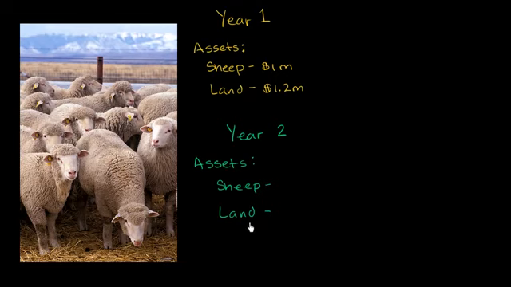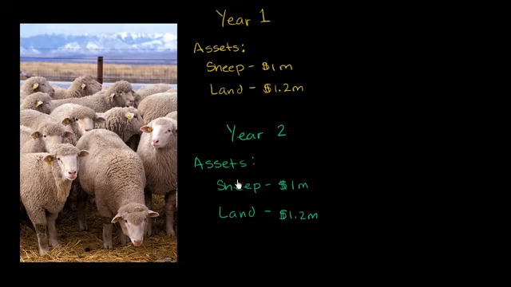Now let's go to year two and think about how we want to account for the sheep and the land. So one way we could say is, oh, look, the sheep are still there, the land is still there. I paid $1 million for the sheep, and they're all still there. So I'll put on my books that the sheep are still $1 million. And I paid $1.2 million for the land, so I'll put on my books that the land is $1.2 million. So in this situation, I've accounted for the sheep and the land based on their historical cost.